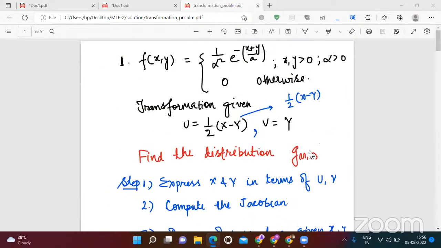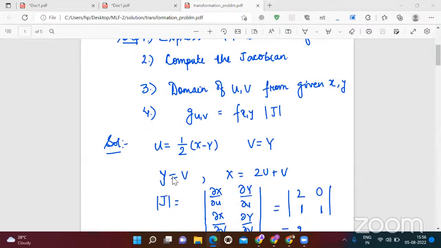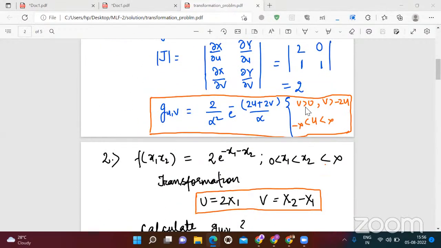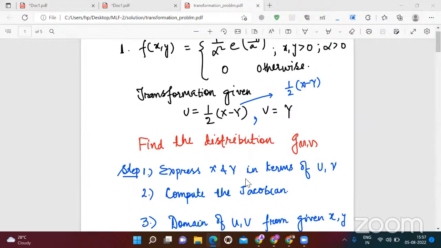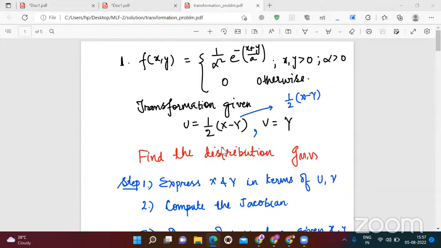And how will you do it for the domain? For the domain also, for example, x was greater than 0, so you do the same thing. You already know y is v and x is 2u plus v. So you write it here, u plus 2u was greater than 0, so u is greater than minus 2u, so it will be from minus infinity to infinity. In this way you are able to write the PDF for the transformed random variable.